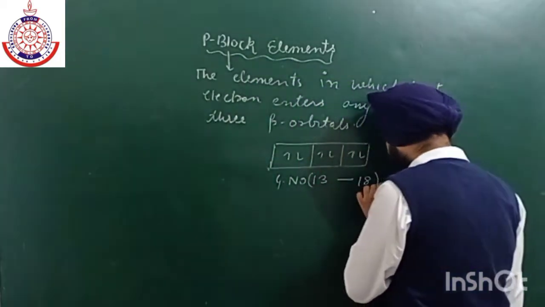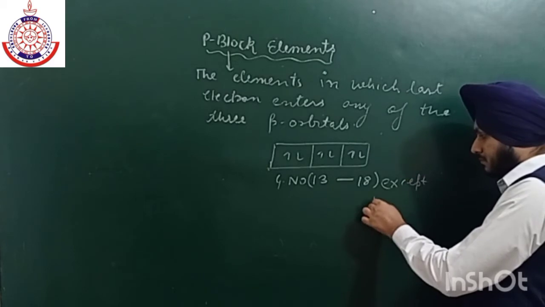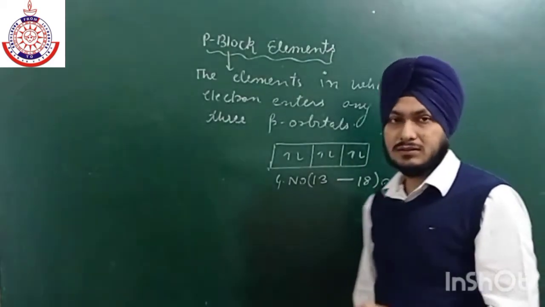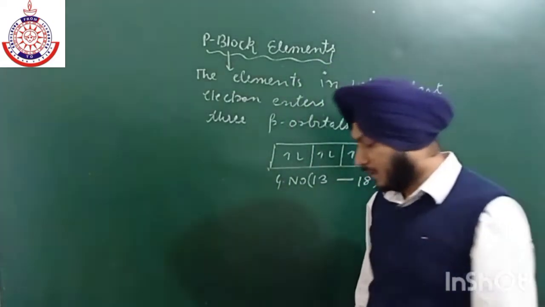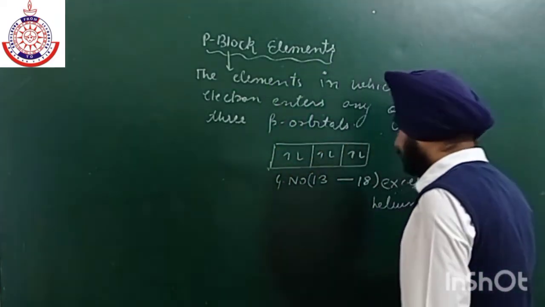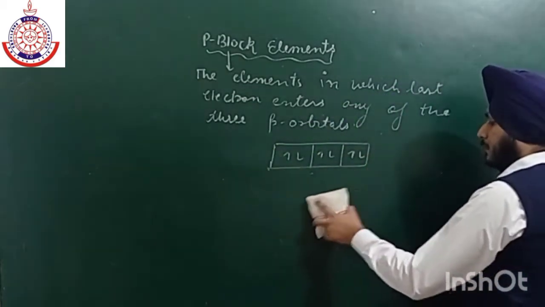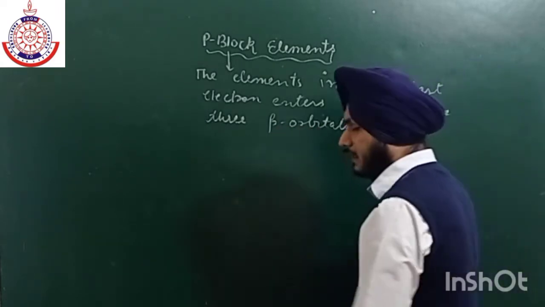Group number 13 to group number 18 elements, except helium, are termed as p block elements. Now what are group number 13, 14, 15, 16, 17 and 18 elements?